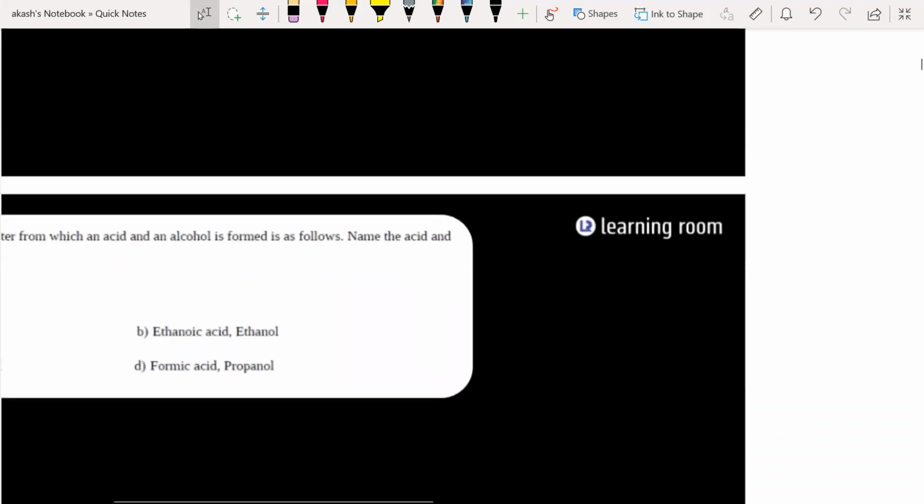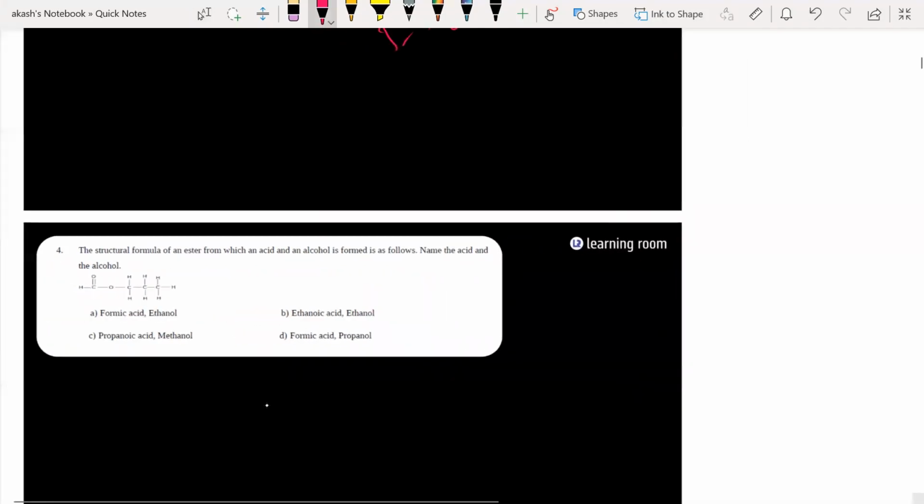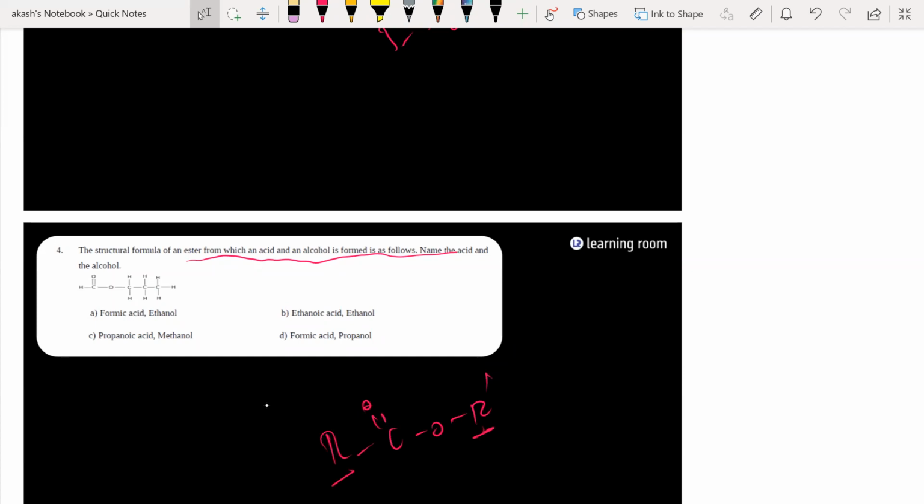Next, let me make it a little bigger. Okay. Next, the formula of an ester from which an acid and alcohol is formed is as follows. Name the acid and the alcohol. Now it's very simple, guys. Whenever you have RC double bond O R dash, R can be any number of carbon atoms. This is what is called an ester, right? The moment you see this C double bond O and O together, that is your ester.